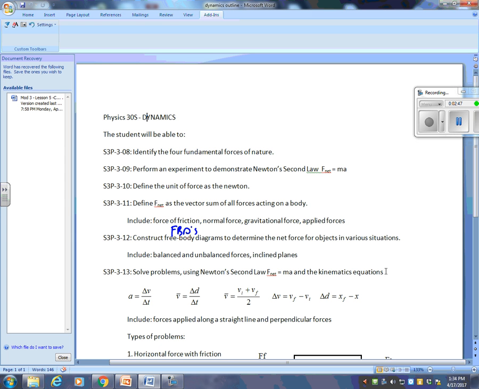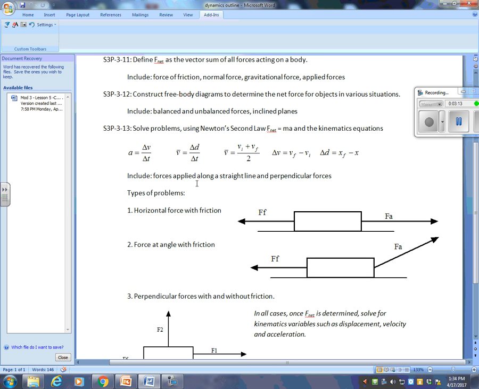You will solve problems, more word problems, involving Newton's second law, which is F net equals ma, and the kinematics equations. So in other words, all those word problems that we just did, we're going to take those and we're going to expand. We're going to keep building, kind of like the little Ukrainian nesting dolls. They get bigger and bigger and bigger. Same idea, right? So I expect you to be able to do all that stuff from the first unit and more. It will include forces applied along a straight line and perpendicular forces.